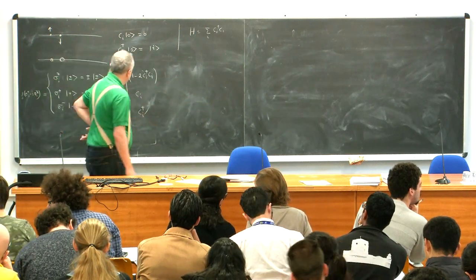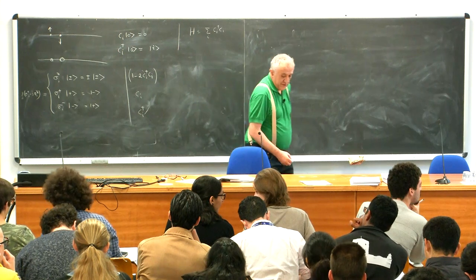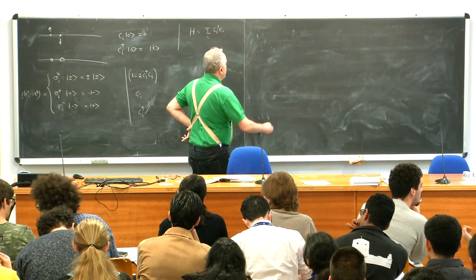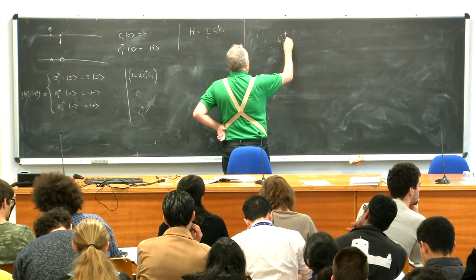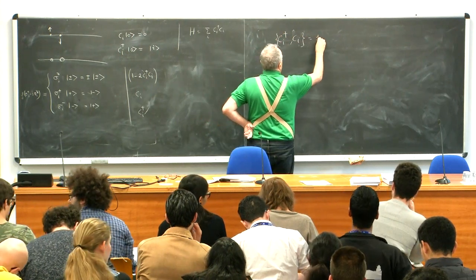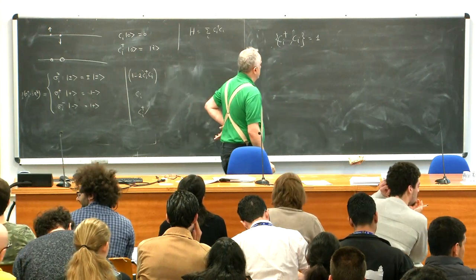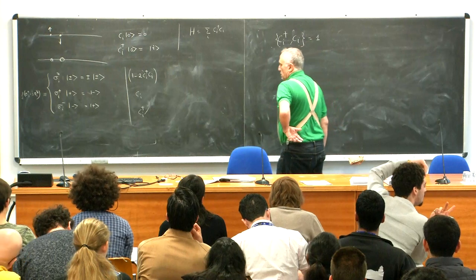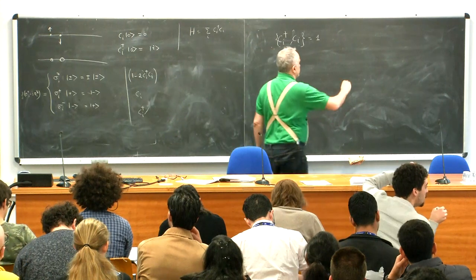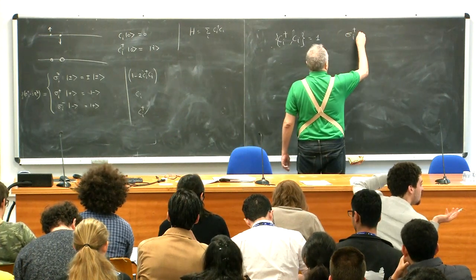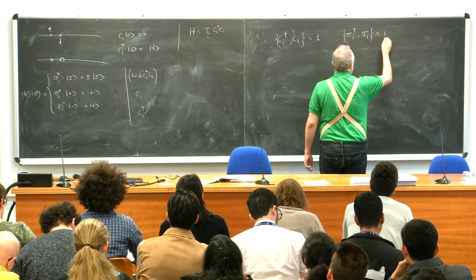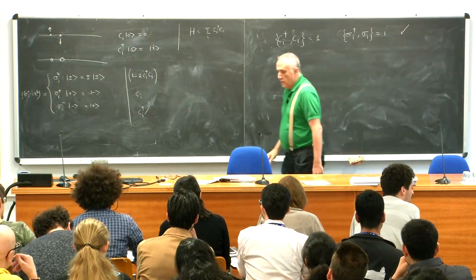The next question is that we need to have commutation relations, which are CI dagger CI equals to 1. And you see that it holds here. Sigma I plus sigma I minus equals to 1. So far, so good.